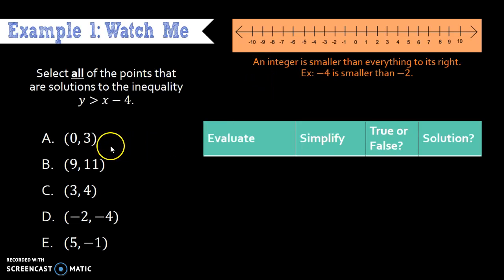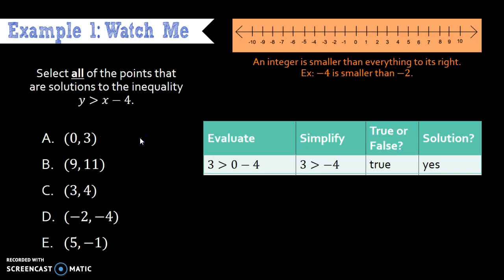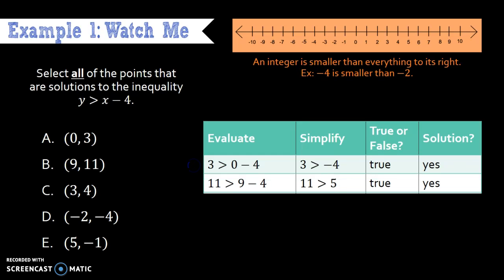Let's just check these one at a time by using the method we did on the last slide. Let's plug in the 0 and the 3 into our y and x places. We're going to simplify and see if we get a true statement. For choice A, we do get a true statement. 3 is greater than -4, so choice A is a solution.